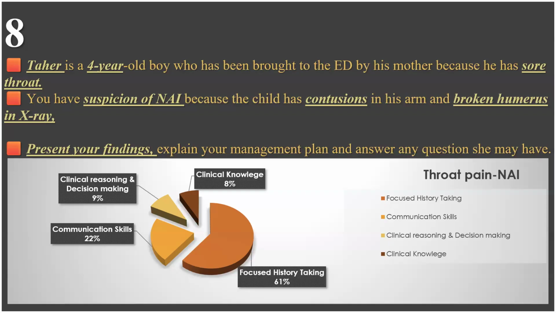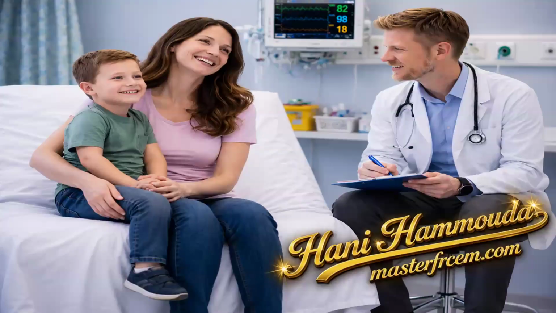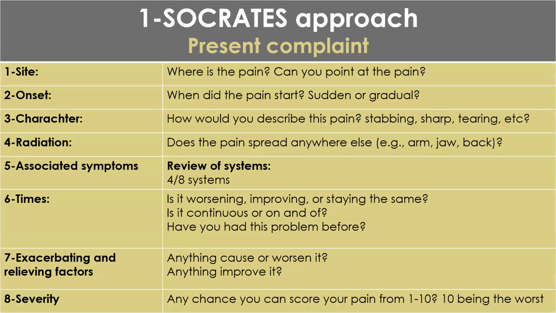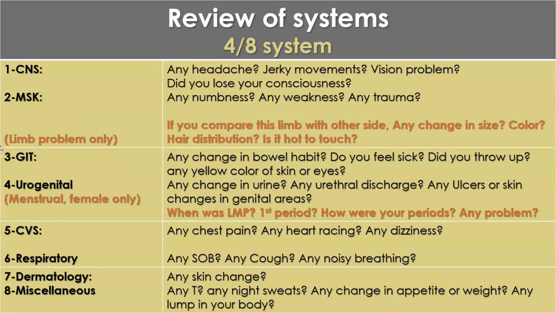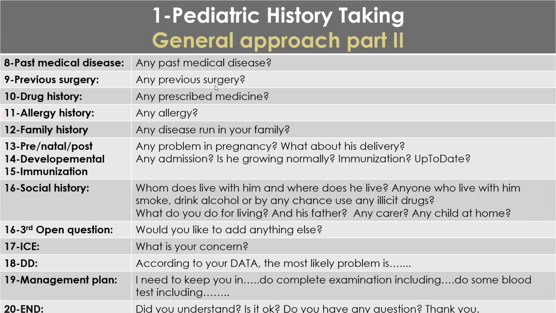Once you finish Socrates, go for musculoskeletal and CNS. These are the relevant systems for the real problem, broken humerus. You will ask about any numbness, any weakness, any trauma. Then CNS: any vision problem, any jerky movements, any loss of consciousness, any headache, like that. Then you will go for the other points of the approach, general approach part two. So you have here general approach part one, then Socrates, then associated symptoms for musculoskeletal and CNS only. No need for other systems.